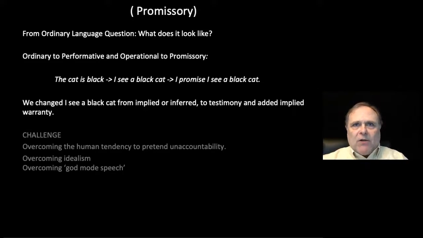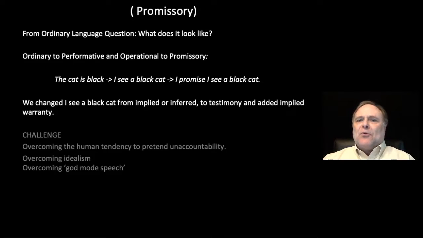This overcomes the human tendency to pretend we're unaccountable. In other words, to say things. We try to get away all the time with proclaiming a truth when we're just saying, I want. And so this gets you out of the ability to say, I want, and proclaim it's a truth when it's just an I want. So that's what we're trying to do. It overcomes idealism, and it overcomes a God mode speech.